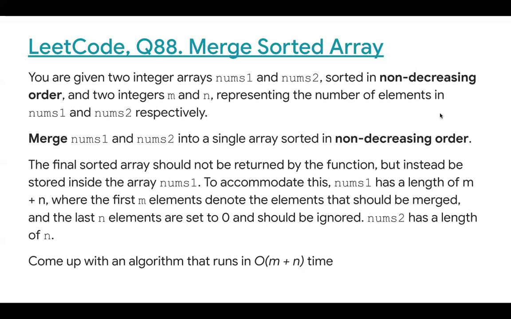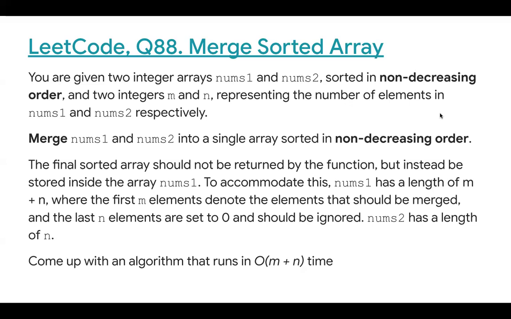Question number 88 is called merge sorted array. So we are given two integer arrays, nums1, nums2, sorted in non-decreasing order. So both of them are sorted. This is a very important information.